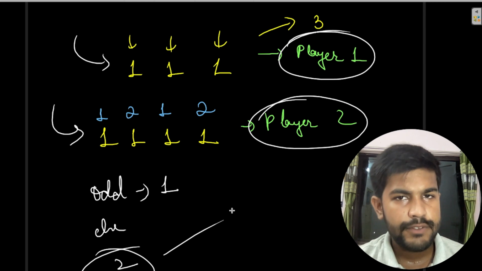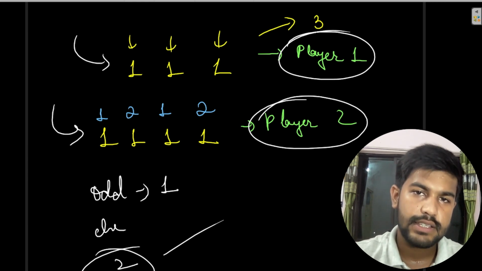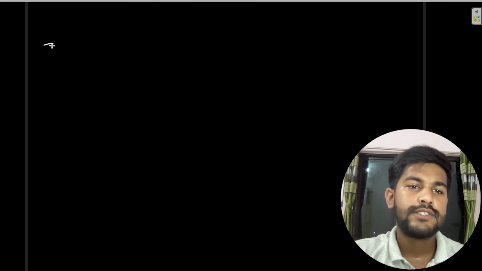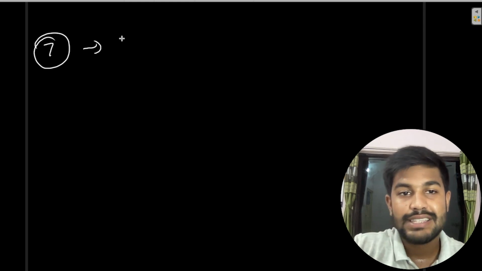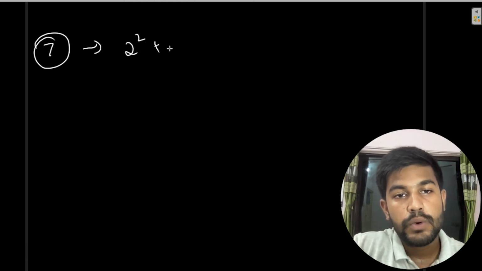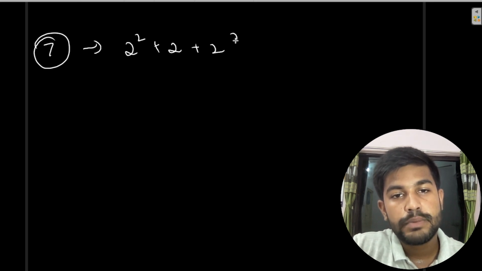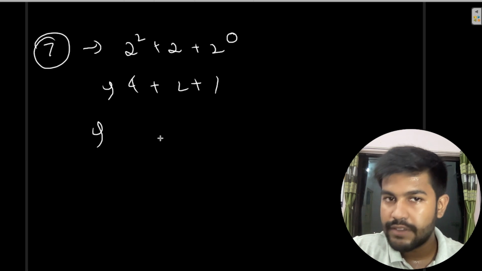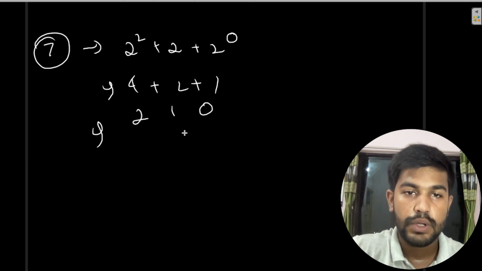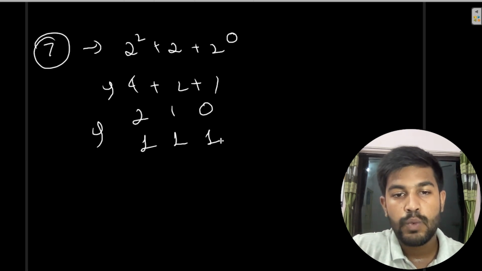To find the number of set bits, we can have something like this. So let's find the number of set bits in 7. We can write it as 2 to the power 2 plus 2 to the power 1 plus 2 to the power 0, which is equal to 4 plus 2 plus 1, and this is equal to 7. So bits 0, 1, 2, and all of them are 1: 1, 1, 1.